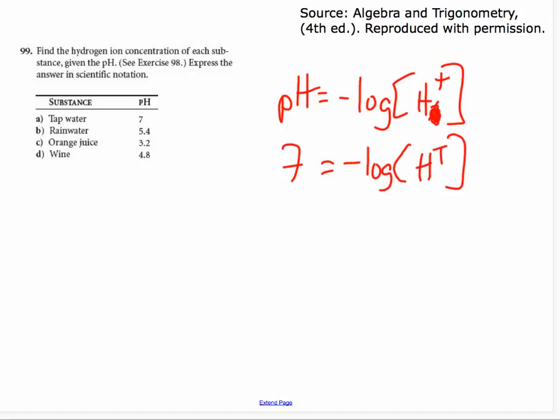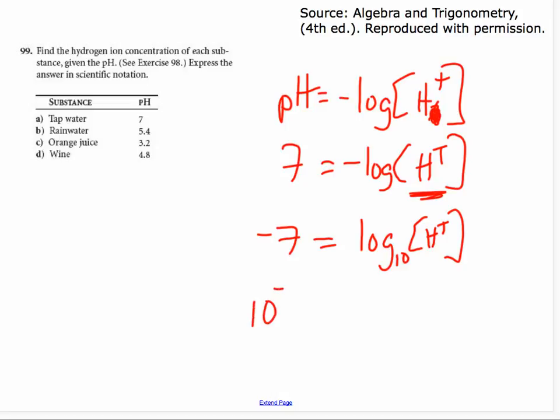So now if I want to solve for this, first I get rid of the negative. So divide both sides by negative 1 and I'll get negative 7 is equal to log of x or hydrogen ion concentration. This is base 10. I'll probably just change it from log form to exponential form. So 10 to the negative 7 is equal to the hydrogen ion concentration. And all the rest of those you would do the same thing. And this one, since it's a power of 10 here to the negative 7, and this is an integer, I probably would just leave my answer like that.